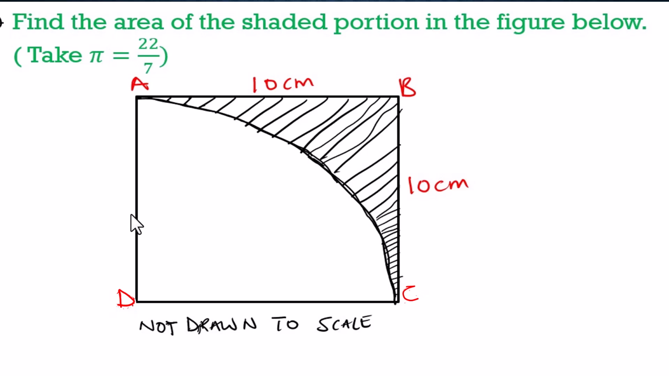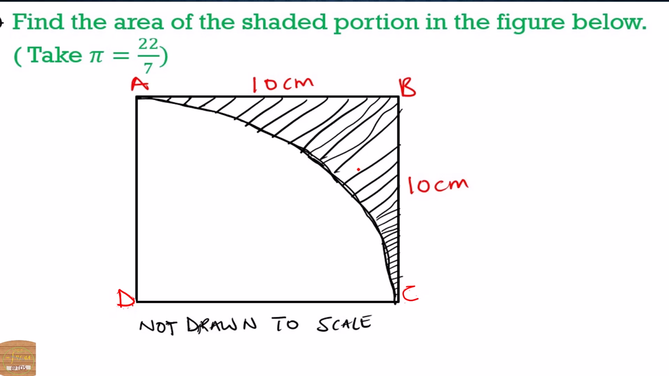All right, so let's look at this question. Let's find the area of the shaded portion in the figure below. The figure consists of a quadrant and then a square. So the shaded region is this side, okay?